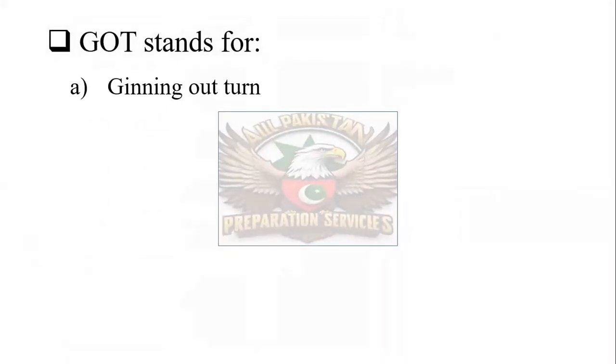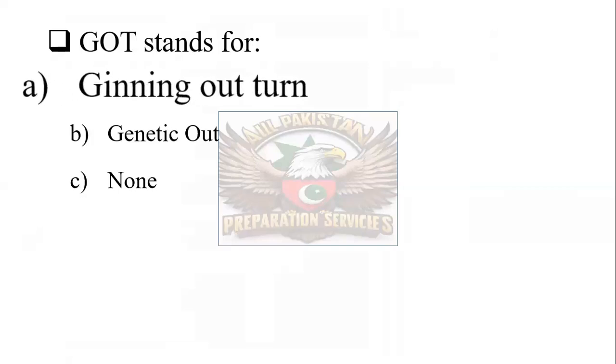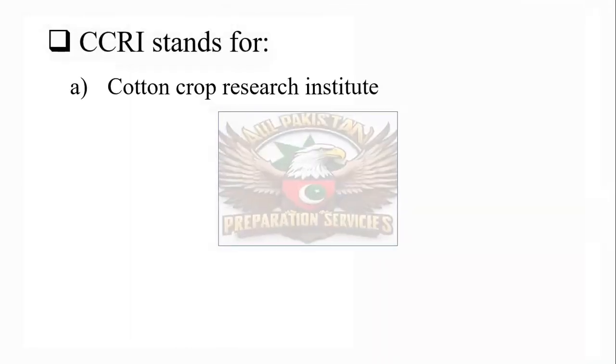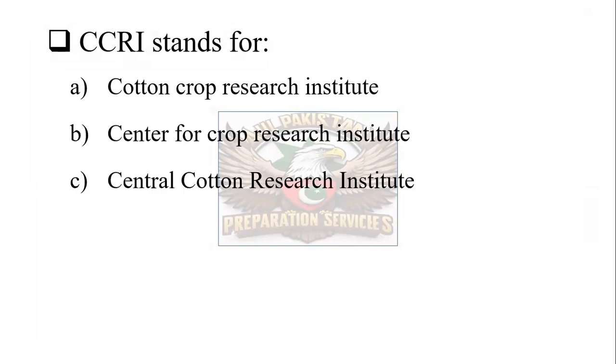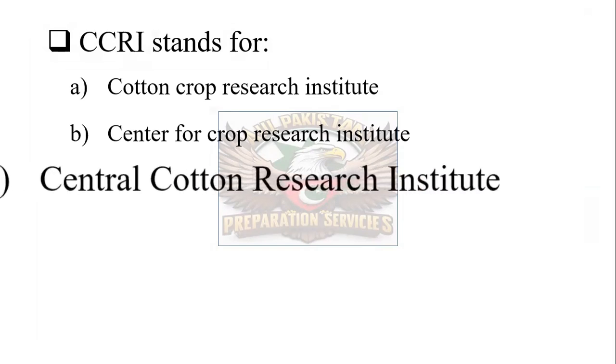GOT stands for Ginning Out Turn, Genetic Out, none of the above. And the correct one is Ginning Out Turn. CCRI stands for Cotton Research Institute, Cotton Crop Research Institute, Center for Crop Research Institute, Central Cotton Research Institute. And the correct one is Central Cotton Research Institute, which is located or situated in Multan.